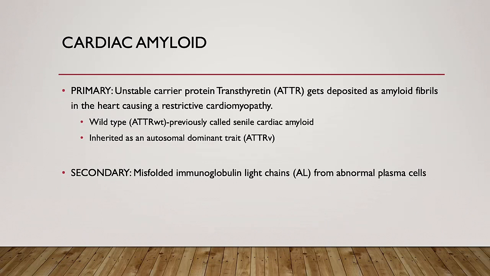First is the primary form, where an unstable carrier protein, transthyretin, which usually carries thyroxine, gets deposited as amyloid fibrils in the heart, causing a restrictive cardiomyopathy. There are two types, one the wild type, previously called senile cardiac amyloid, and the second inherited as an autosomal dominant trait. The secondary form arises from misfolded immunoglobulin light chains from abnormal plasma cells.